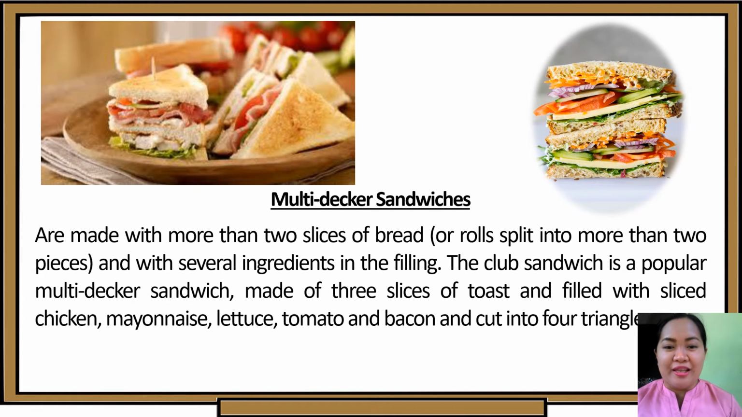Another example are multi-decker sandwiches. These are made with more than two slices of bread or rolls split into more than two pieces, and with several ingredients in the filling. The club sandwich is a popular multi-decker sandwich made of three slices of toast and filled with sliced chicken, mayonnaise, lettuce, tomato, and bacon, and cut into four triangles.